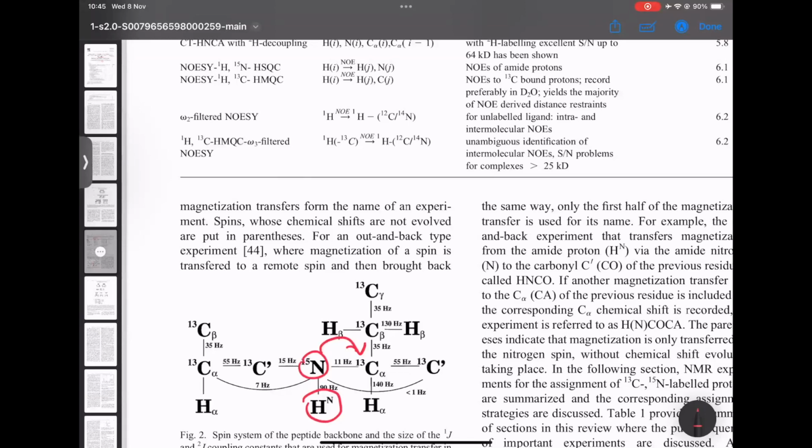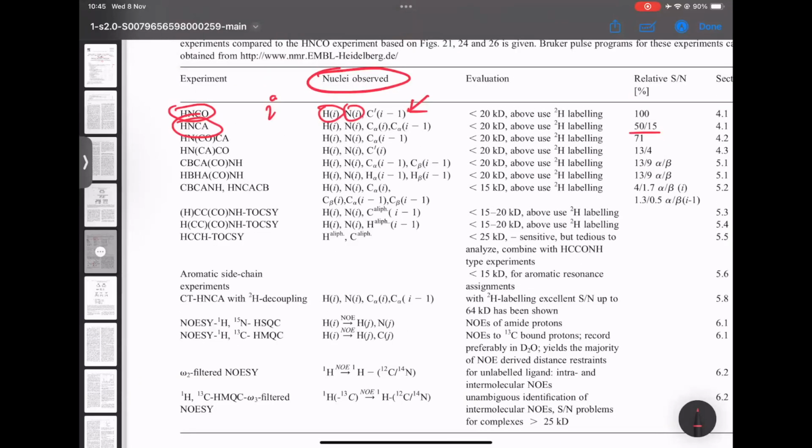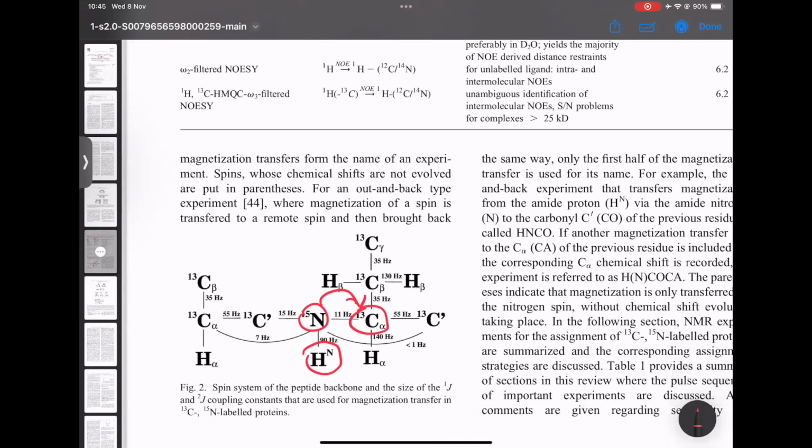The super interesting aspect of this experiment is that unlike the HNCO, where the correlation is done only with the preceding carbonyl carbon, in this case, you correlate it with its own C alpha and the preceding C alpha. So what do we mean by this? It not just correlates with its own C alpha. I does not just correlate with I itself. It also correlates with I minus 1, which is about 7 hertz. Now you might start wondering, why are we trying to do something like this?